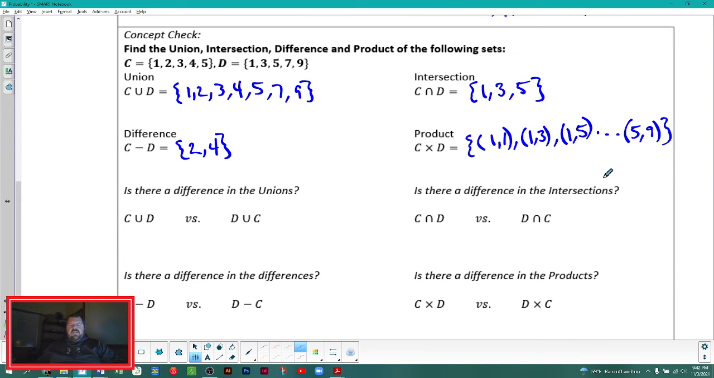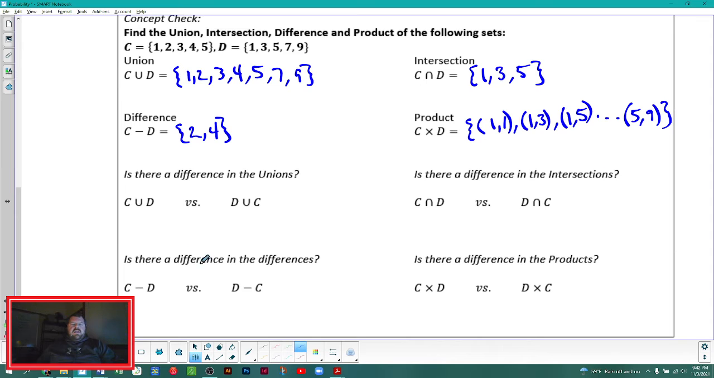Okay, so we kind of answered some of these questions already. Is there a difference between the unions? No, they're the same. Anytime you're looking at a union, the order doesn't matter. In the intersections, those are also the same. It's the differences where we start to see a difference, like I said before. C minus D, we already said was 2, 4. D minus C is going to be, well, 1 doesn't go in it, 3 doesn't go in it, 5 doesn't go in it. D minus C is going to be 7, 9. So they're not going to be the same. There is a difference.